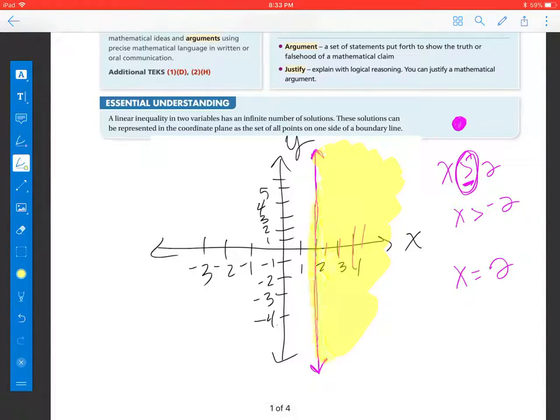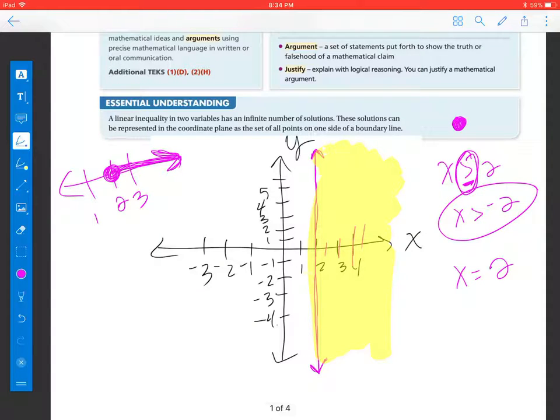So we would do what we call shading. We would shade to the right of the graph, that's all, just like when we did on the number line. When we talked about that number line, and we had 2 here, and we had 3 here, and we had 1 there, and we talked about that value 2, and everything's shaded to the right.